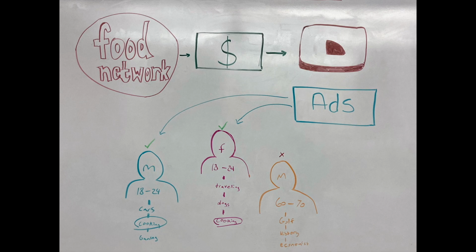For example, if the algorithm sees that you click on a lot of cooking videos, it will recommend you more of that type of video and signal to advertisers that you are worth more to advertise cooking products and content to.